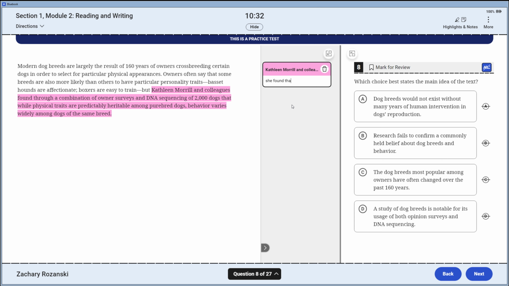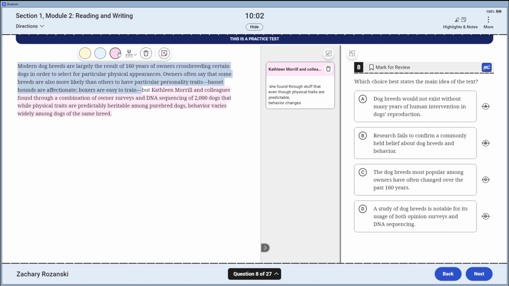She found through study that even though physical traits are predictable, behavior varies within the same breed. So in a purebred dog, behavior changes. All right. Let's just go to the start of this and see what we've got leading up to this.